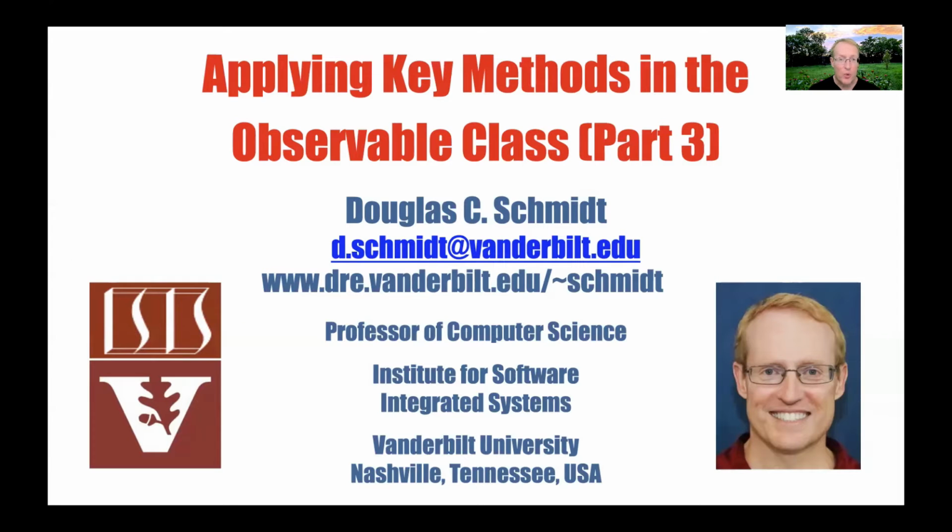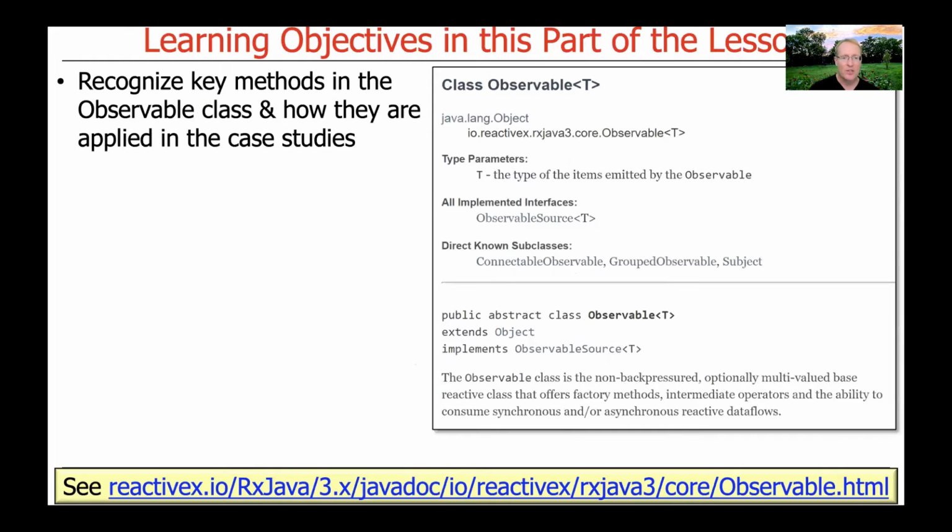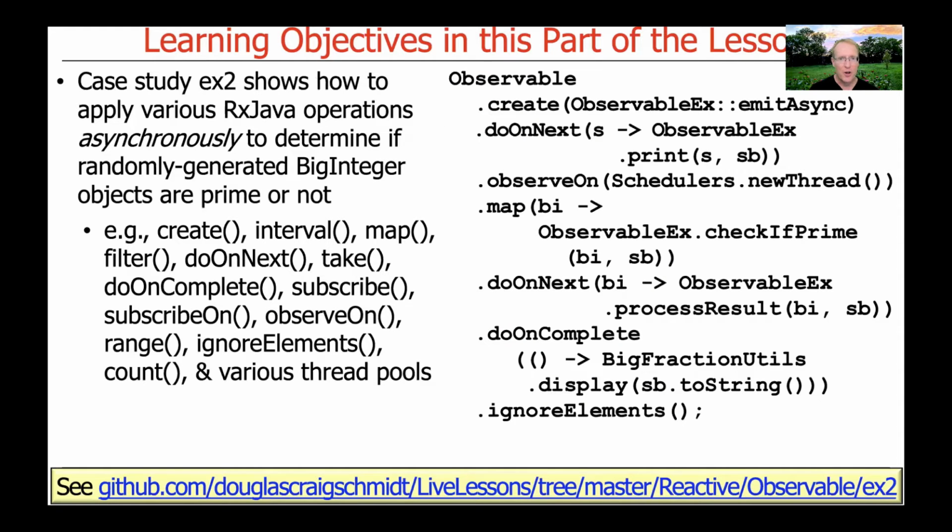So continuing on with our examples, we're still focusing on EX2, and now we're going to talk about how some other methods in RxJava can be used. And again, keep in mind that this is all in the context of checking to see whether a stream of large, random, big integers are prime or not.